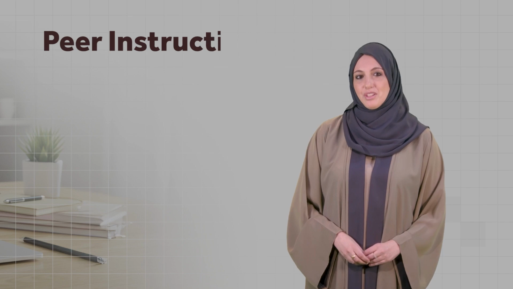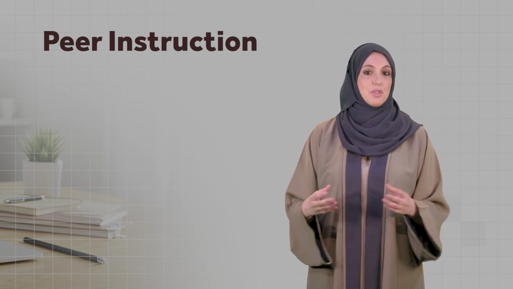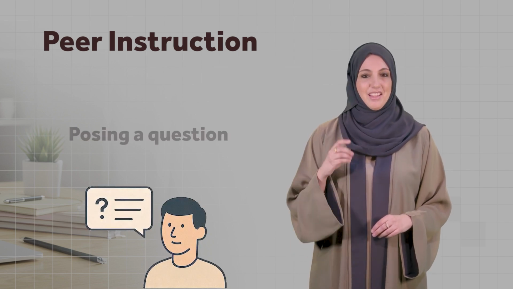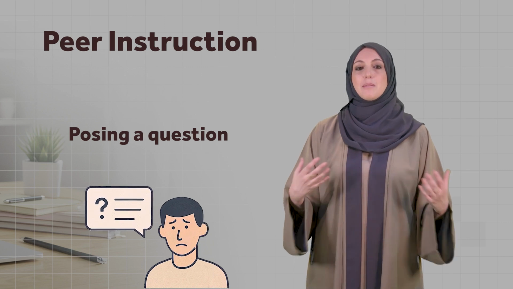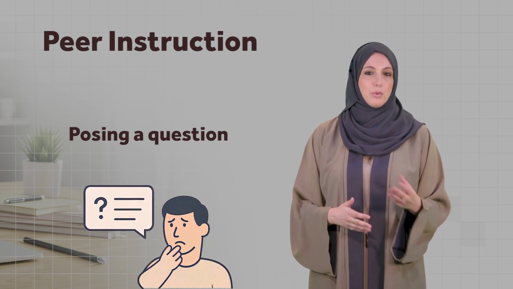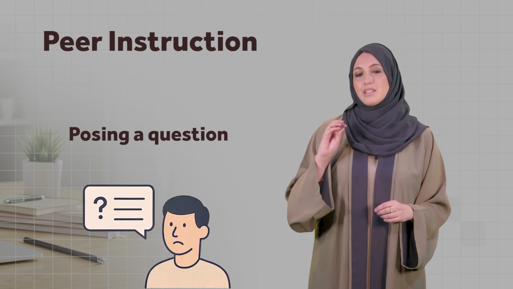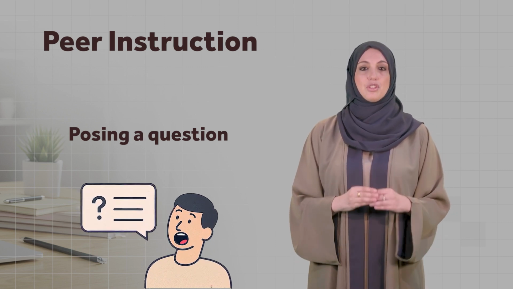Another great active learning strategy is peer instruction. Peer instruction involves students explaining concepts to each other, and that's where the real learning happens. Here's how it works. First, the instructor poses a conceptual question, often one with multiple choice answers. The question often targets common misunderstandings. Students answer individually.